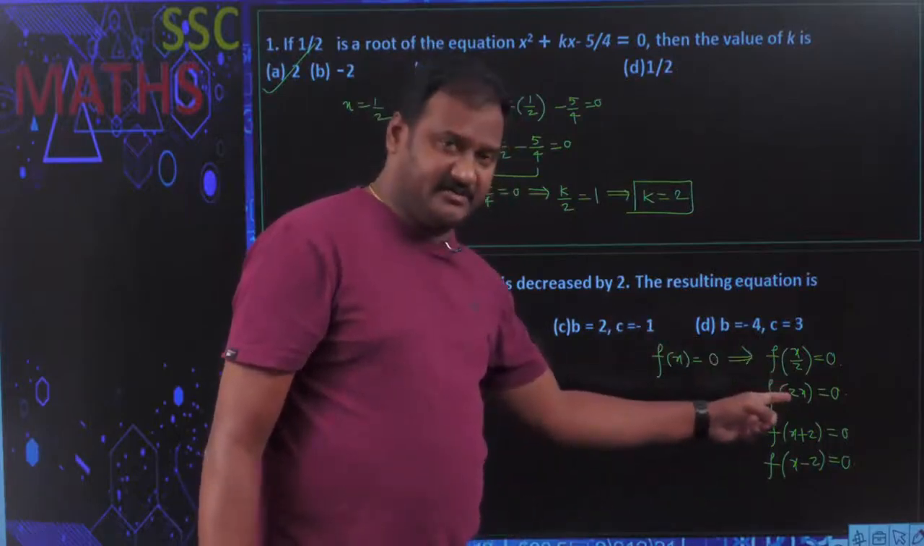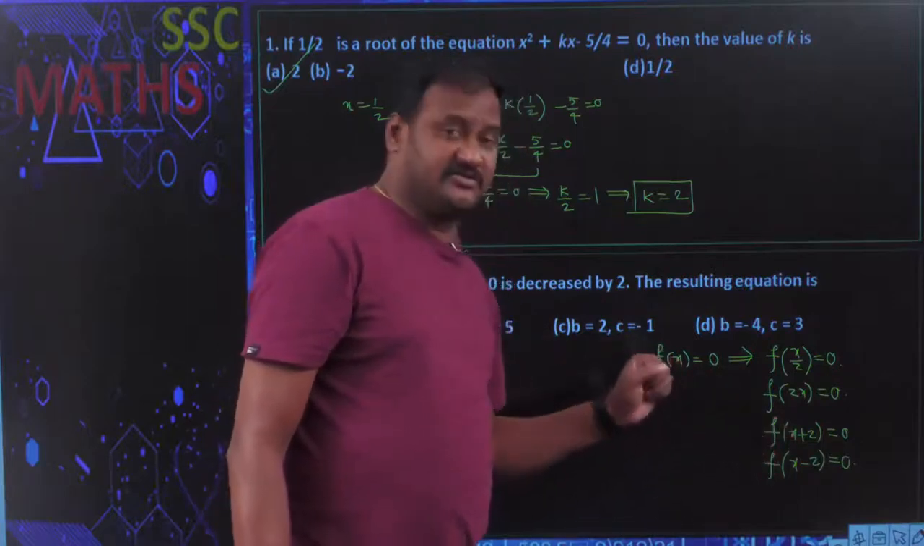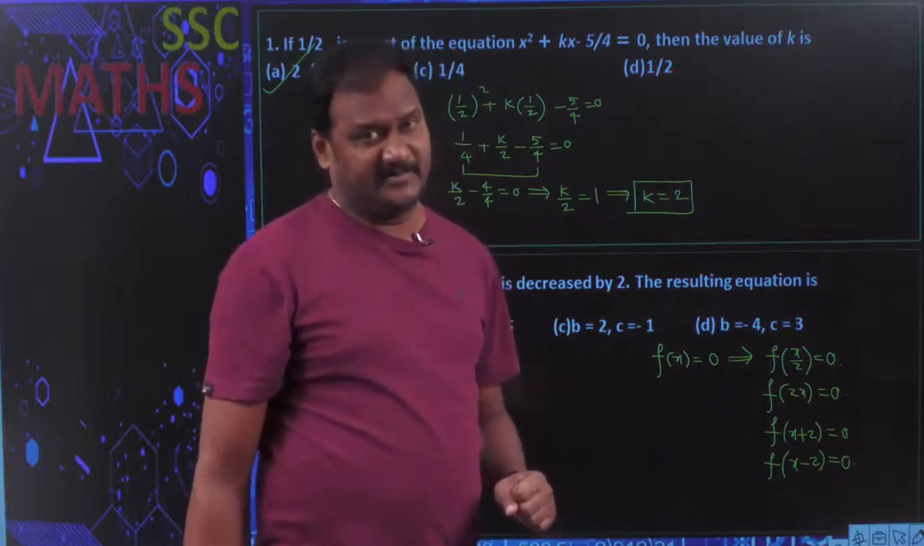Whose roots are divided by 2, that of f of x equal to 0; whose roots are subtracted by 2, that of f of x equal to 0; and whose roots are added by 2, that of f of x is equal to 0. Got my point?